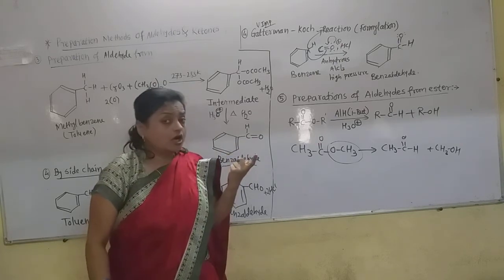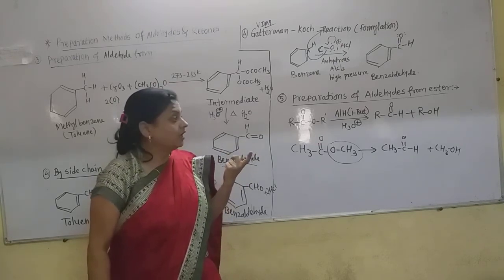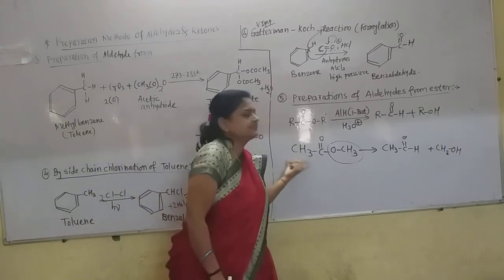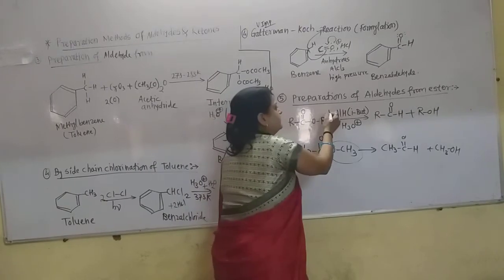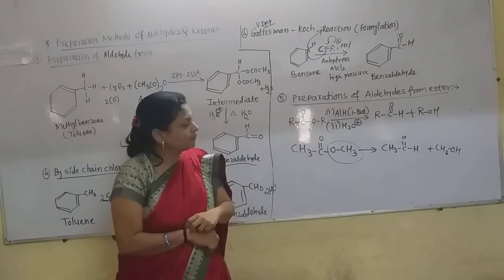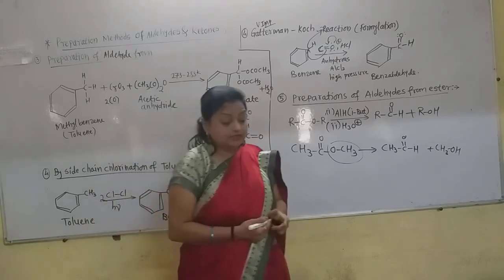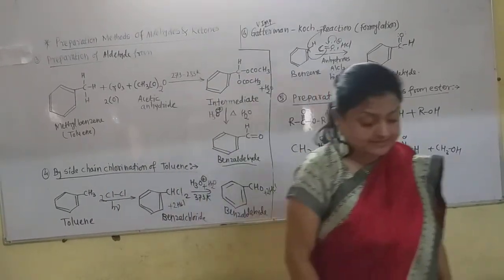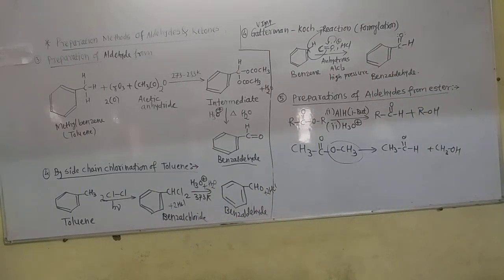They may ask: how will you prepare acetaldehyde from ethyl acetate? Then write down this reaction. There are two steps, reduction and hydrolysis, and after that there is the formation of acetaldehyde. Now these are the preparation methods of aldehyde and ketone. Tomorrow we will see the preparation methods of carboxylic acid.